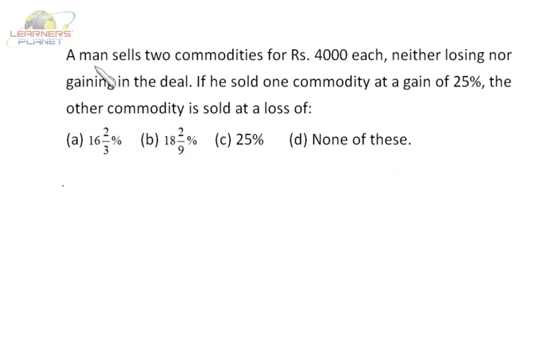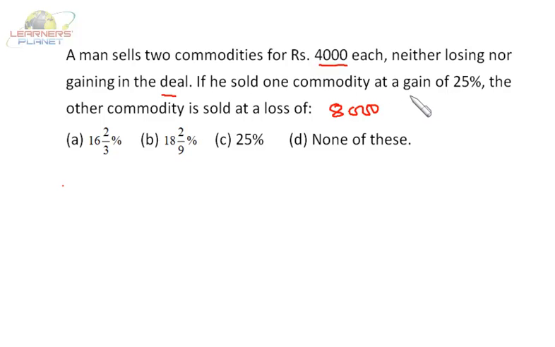Now friends, let's see this question. A man sells two commodities for rupees 4,000 each, neither losing nor gaining in the deal. If he sold one commodity at a gain of 25%, the other commodity is sold at a loss of. Okay, that means the total selling price is 8,000. That means the total cost price is also 8,000.